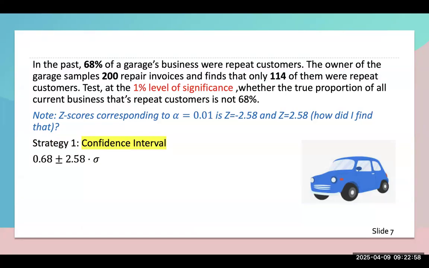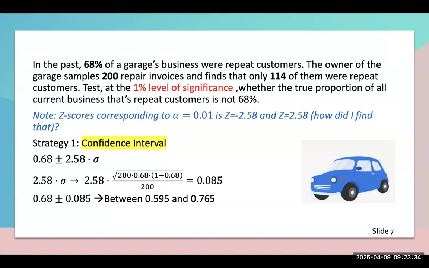So I'm going to take p, 0.68, and I'm going to add and subtract 2.58 standard deviations. So the standard deviation is equal to the square root of 200 times p times 1 minus p, the square root of that divided by 200. And then I multiply that by 2.58, and I get my margin of error, 0.085. Please double check these calculations. It's important that you can get the same numbers because you're going to have to do this on the test.